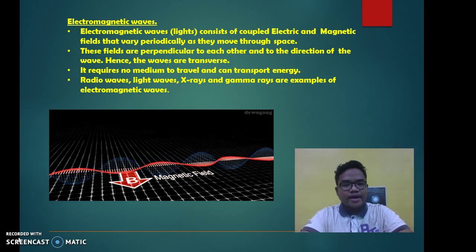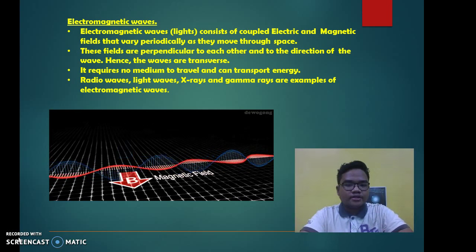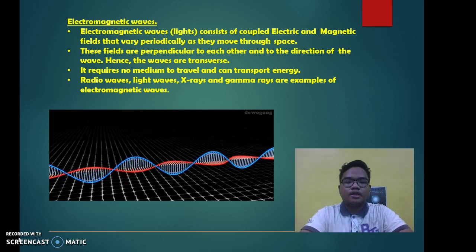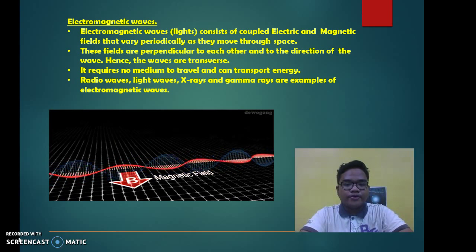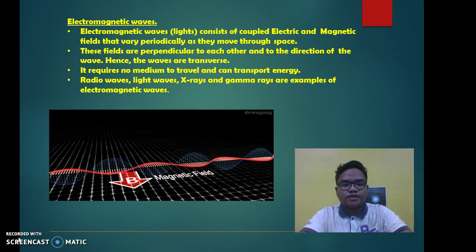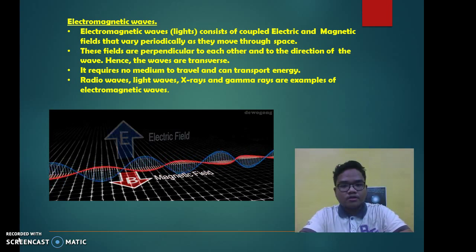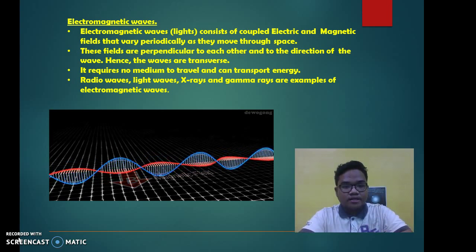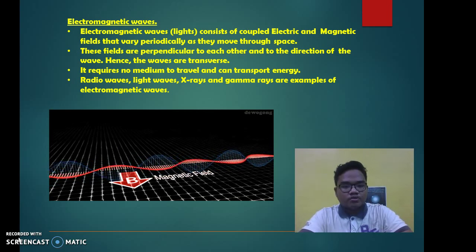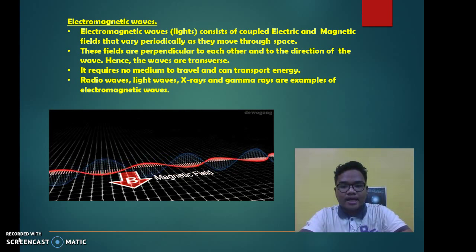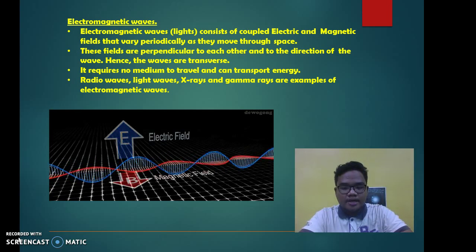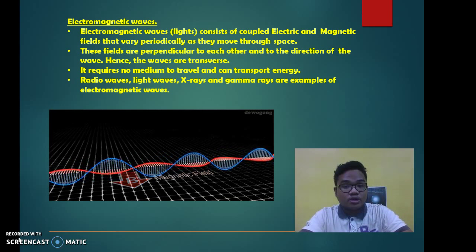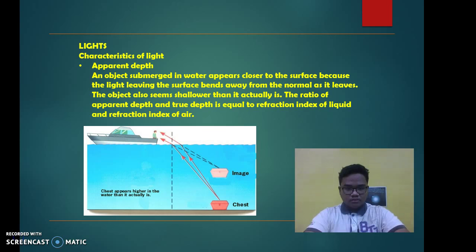Next is electromagnetic waves. Electromagnetic waves consist of coupled electric and magnetic fields that vary periodically as they move through space. These fields are perpendicular to each other and to the direction of the wave. Hence, the waves are transverse. They require no medium to travel and can transport energy. Radio waves, light waves, X-rays, and gamma rays are examples of electromagnetic waves.